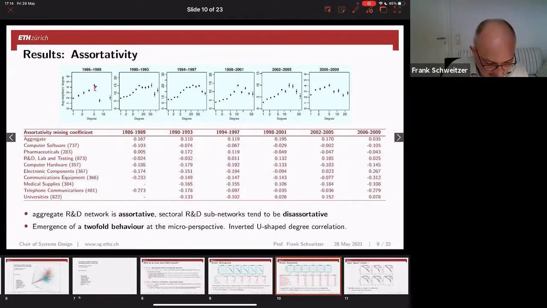And we see this indeed for firms that have a small degree. But for firms that have a large degree, like here, we see dissortative behavior. What does it mean? It means that the Samsung company is not collaborating with the Toshiba company, which is another big player. It means that the Samsung company is collaborating with a large number of very small companies.